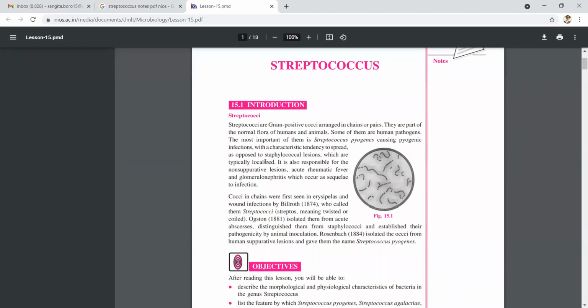The Streptococcus is also responsible for other diseases like non-suppurative lesions. That means lesions which do not cause pus formation, then acute rheumatic fever and glomerulonephritis. This kind of symptoms you will often see as a sequel to infection. That means once an infection occurs, after the infection starts in the body, later on you would find this kind of symptoms appearing in that person. So these are all streptococcal infections.